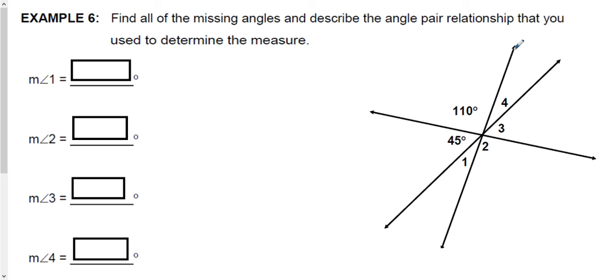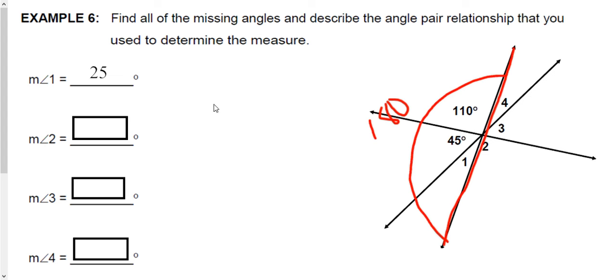If I look at this line, then I know from here, adding up this angle, plus this angle, plus this angle, that's 180 degrees. That's what we're looking for. So if you take 180 and subtract 110 and 45, you are going to end up with 25 degrees here. Okay. You can double check me, add up all three of those. That should add up to 180. 25 and 45 makes 70, plus 110 is 180.